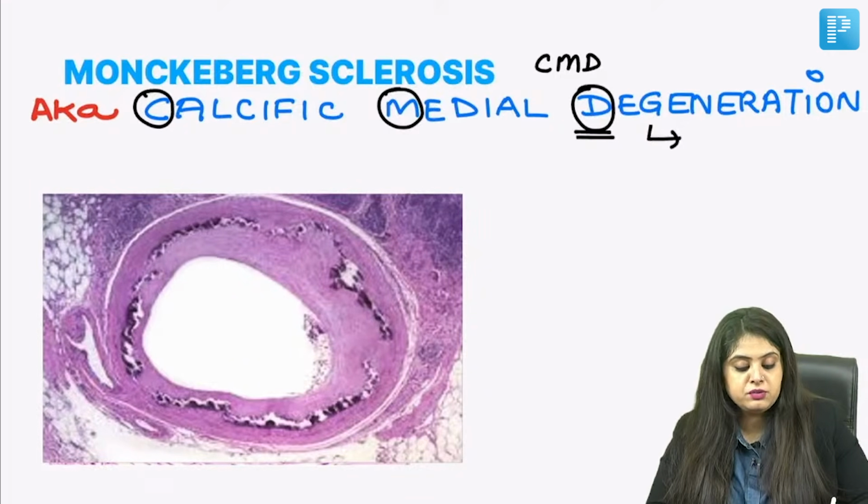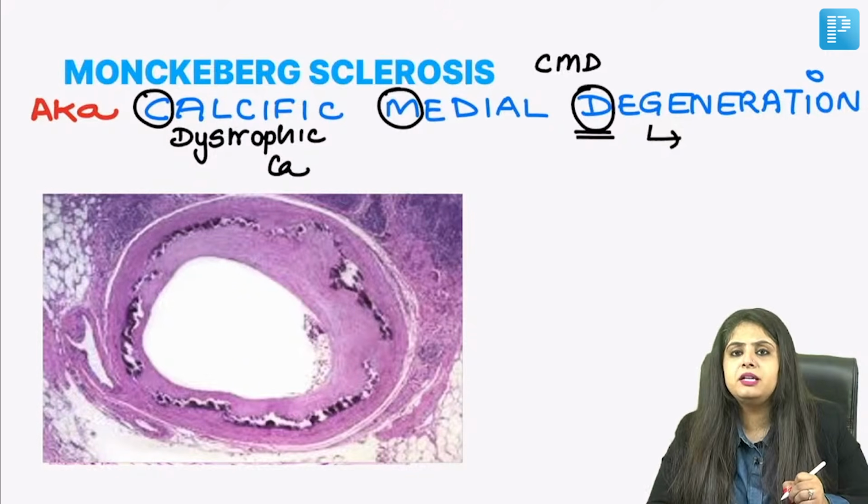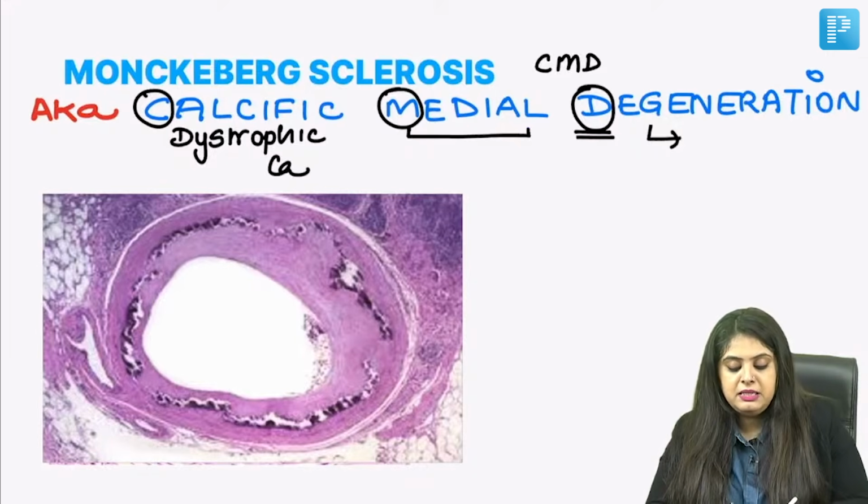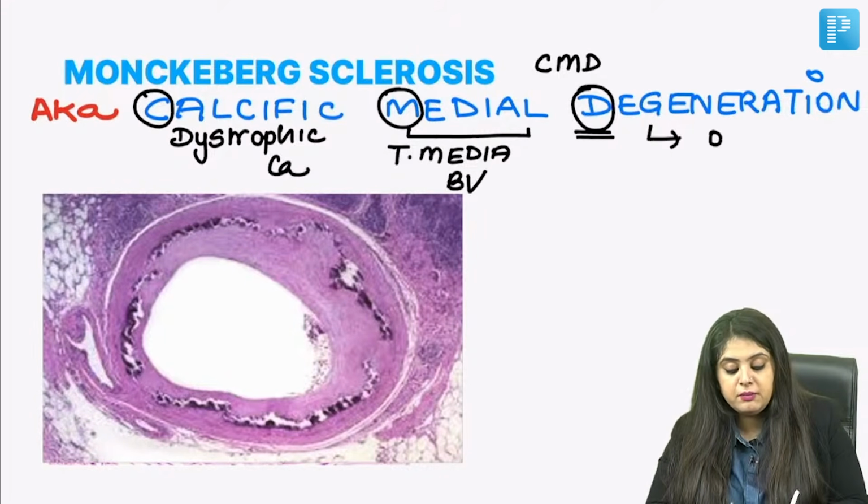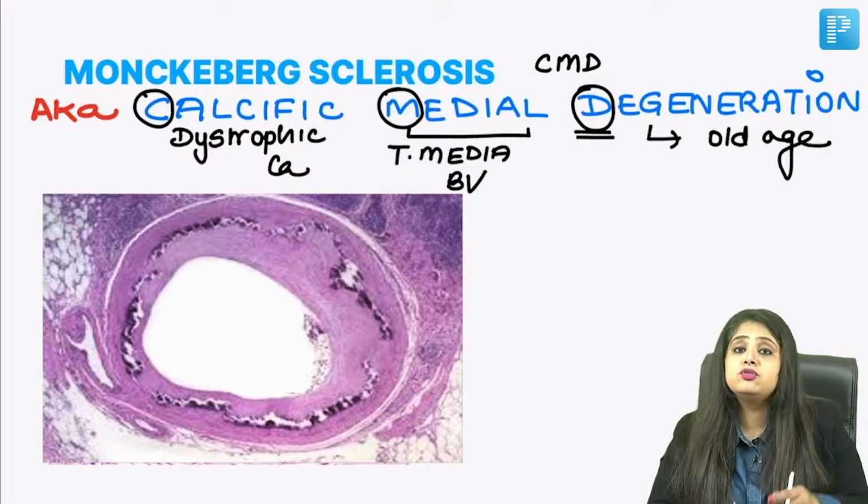So now I have understood that degeneration is happening. That is why dystrophic calcification will happen. Where is the degeneration happening? The degeneration is happening in the medial layer. Does this remind you of tunica media of where? Guys, where is tunica media present? Tunica media is going to be present in the blood vessel. So, when will this happen? This is going to occur in old age to all of us.